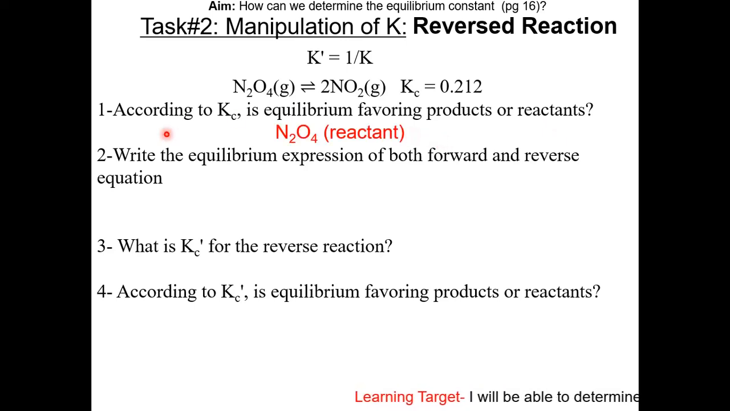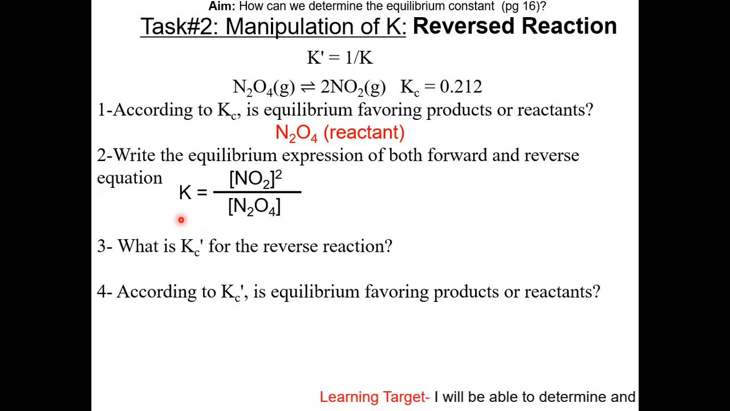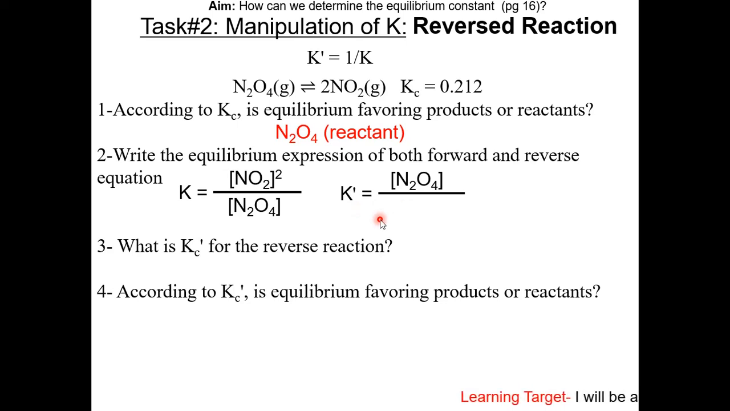For question 2, write the equilibrium expression of both forward and reverse reaction. The forward reaction is products over reactants, NO2 squared over N2O4. For the reverse reaction, everything is flipped, so K prime is equal to N2O4 over NO2 squared.